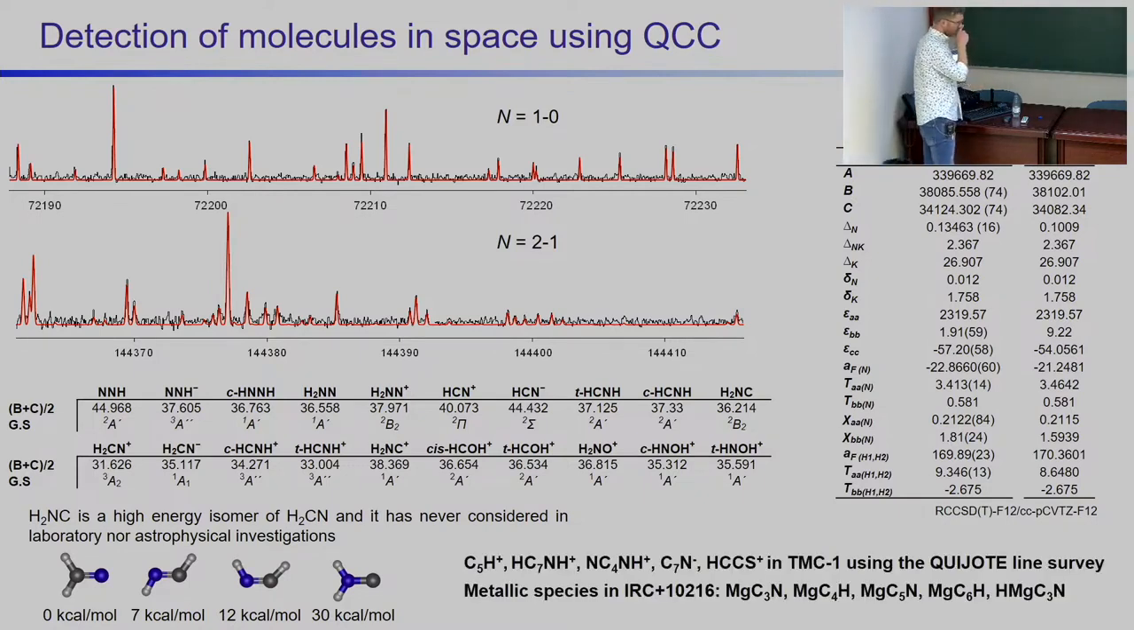We have applied this method to identify other species in TMC1, like these cations or a negative ion, also the radical HCCS+, and metallic species in another source, like IRC+10216, that Luis talked about before, and these four radicals and this molecule that is a closed-shell species.